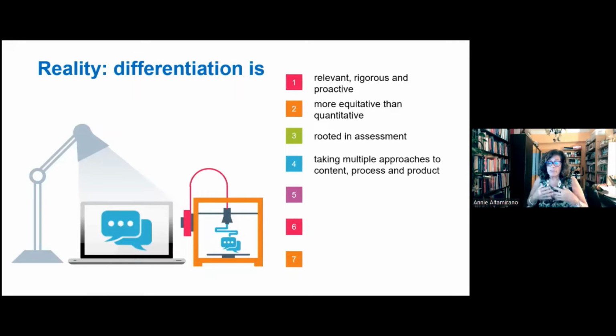Also, differentiated instruction is taking multiple approaches to content, process, and product. By differentiating these three elements and other elements, we can offer different approaches to what students learn, how they learn, and how they demonstrate their learning. It is, of course, student-centered, because the main reason why we are doing all this is the student.